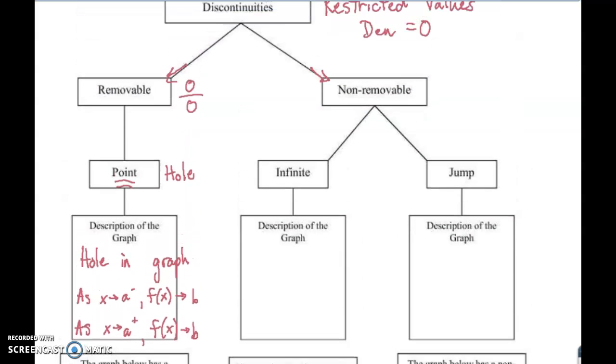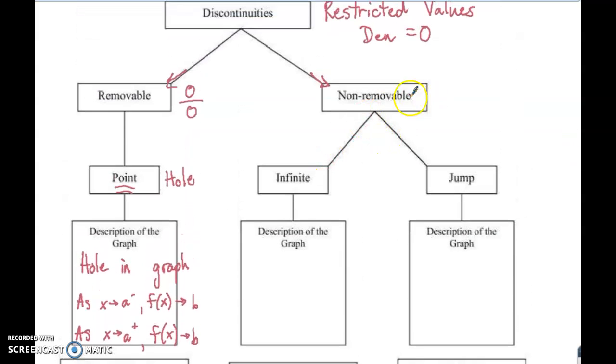As we look at non-removable, sometimes it's of the form c divided by 0, where c does not equal 0. So if we have an infinite one, this might be a phrase for you. That is a clue that we have a vertical asymptote at that x value on the graph.